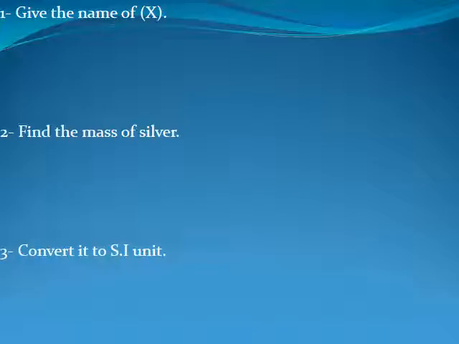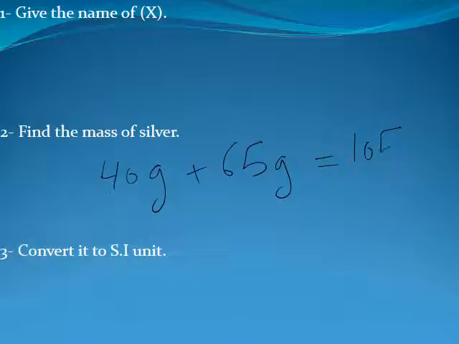Find the mass of silver. It's present in the figure. Yes, Joel. The mass of silver. 40 grams. Yes, it's 40 grams plus 65, so it will be 105 grams. That's it. Convert it to SI unit. Yes? Divided by 1000. SI unit of mass is what? Kilogram. Okay, you have to know that the SI unit of the mass is kilogram.